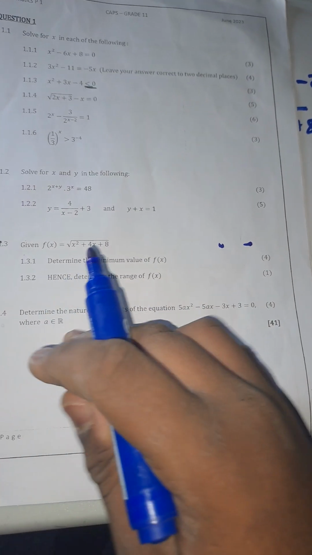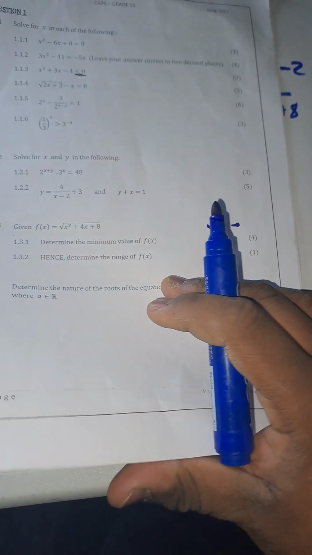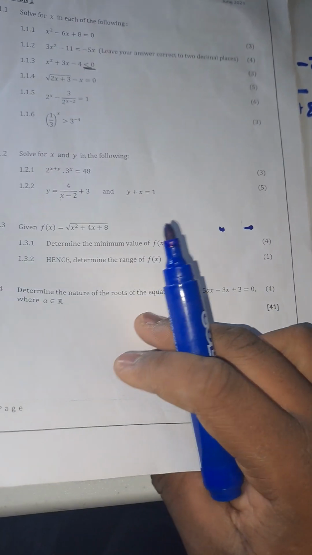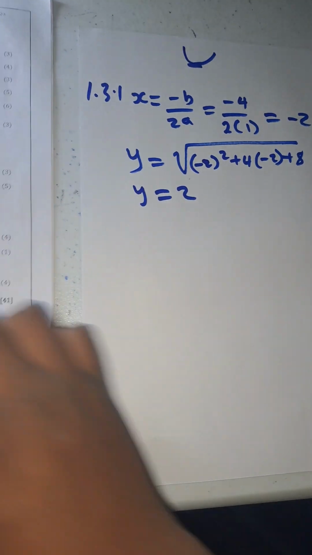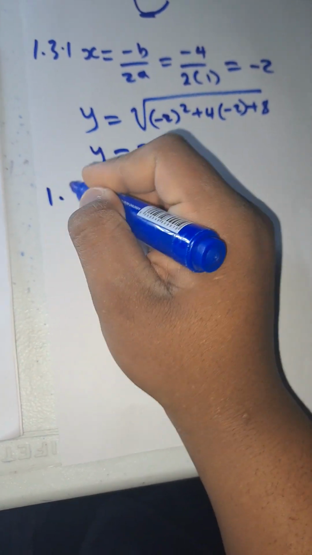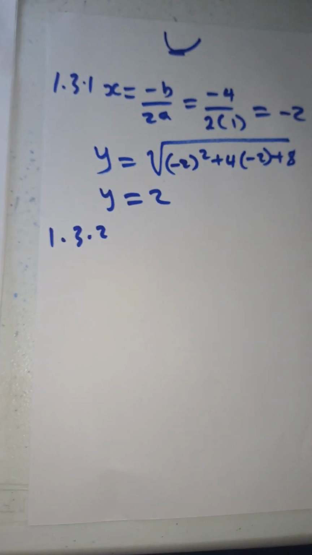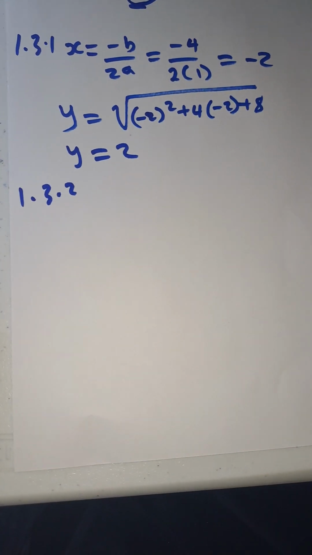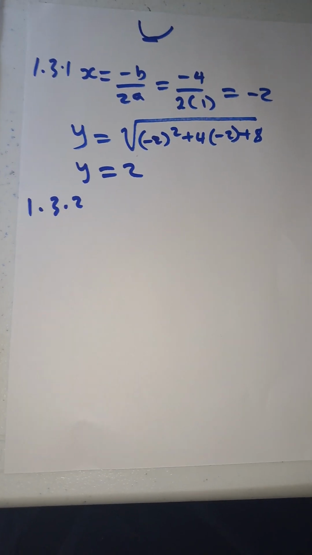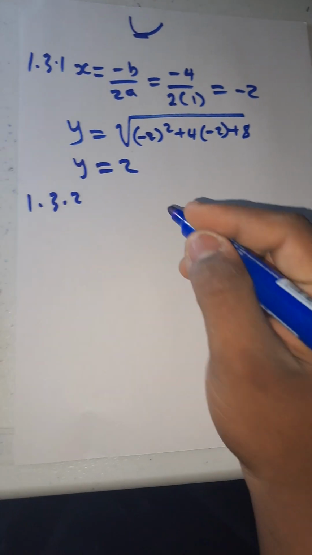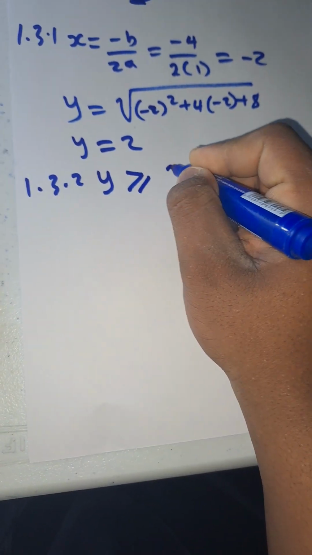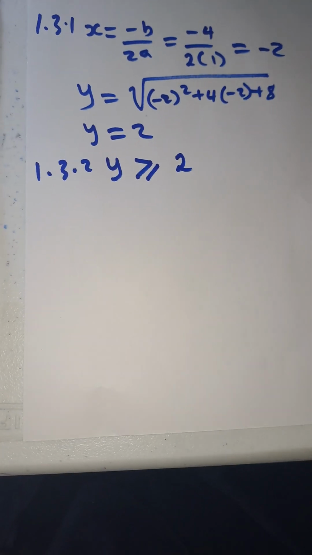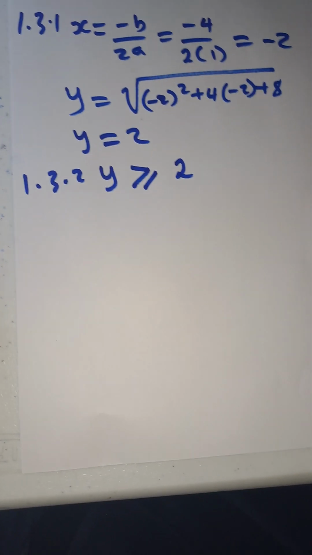1.3.2. Hence, when they are saying hence, they are saying using the answer you got in the previous question, determine the range of f of x. So now, I need to know what the range is, the set of y values. So now, the y value that I have is only 2. So remember what I said about the parabola. The range, you simply say y is greater than or equal to 2. Simple. Done.